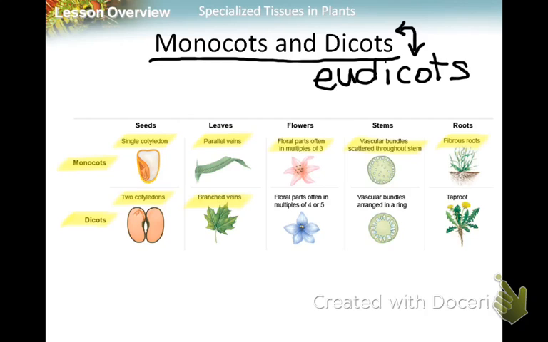2 cotyledons. In a maple plant, or a dicot, any kind of a dicot, the veins are branched. They're not parallel. If there are flowers, the floral parts are in multiples of 4 or 5. So seemingly a little bit more complex and a little bit more organized. In the stems, the vascular bundles are arranged in a ring. And then dicots or eudicots, make sure you know that those are the same thing, they have tap roots, like a dandelion, one single root that reaches deeply into the ground and just has some small amounts of branching off of it.